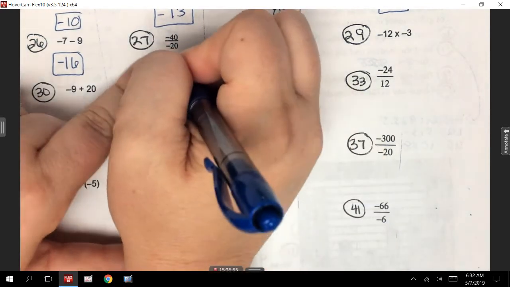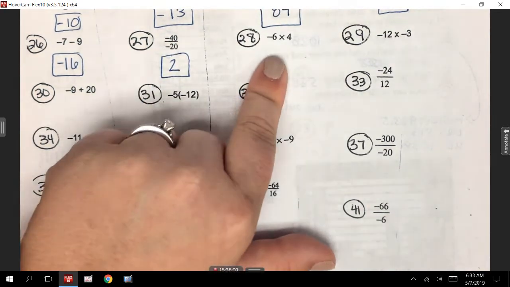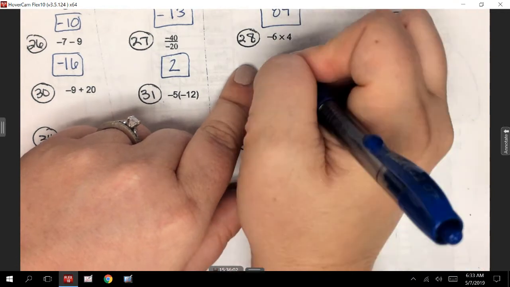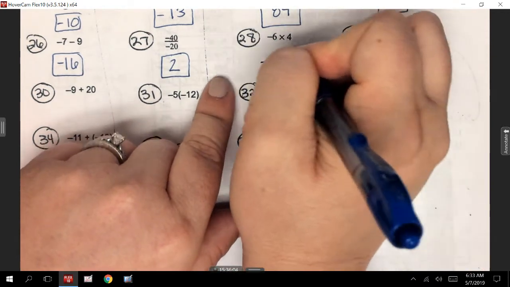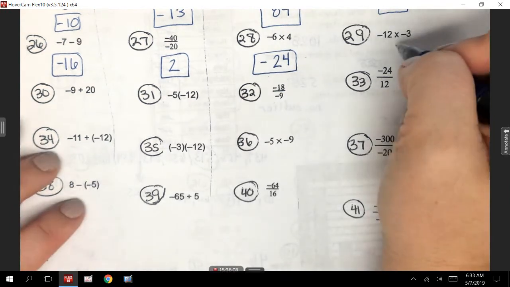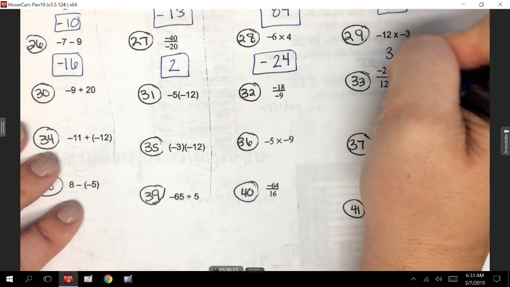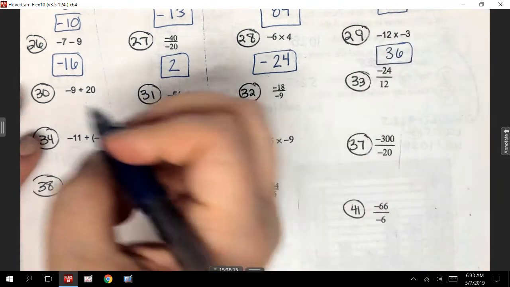40 divided by 20 is 2, and it's positive since they're the same sign. Multiplication, 6 times 4 is 24. It's negative because they're different signs. Kind of just switching quickly between those rules. 12 times 3 is 36. It's positive since they're the same sign.